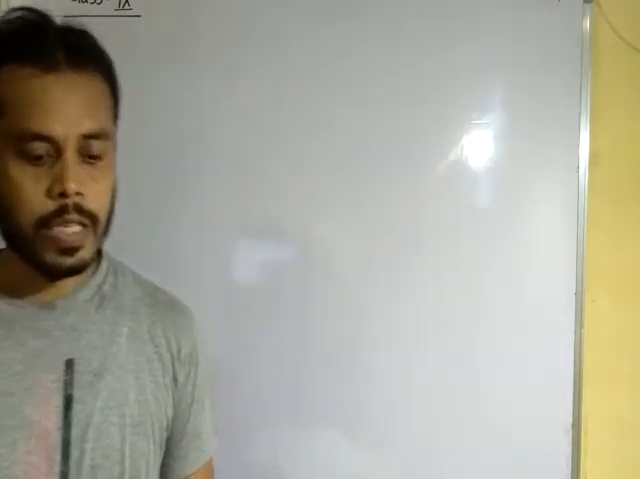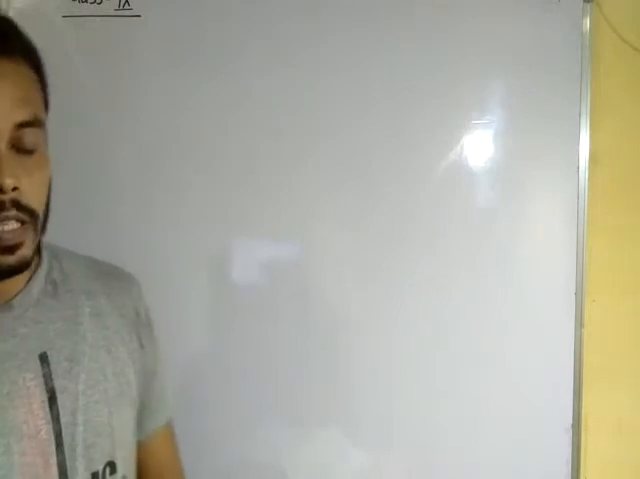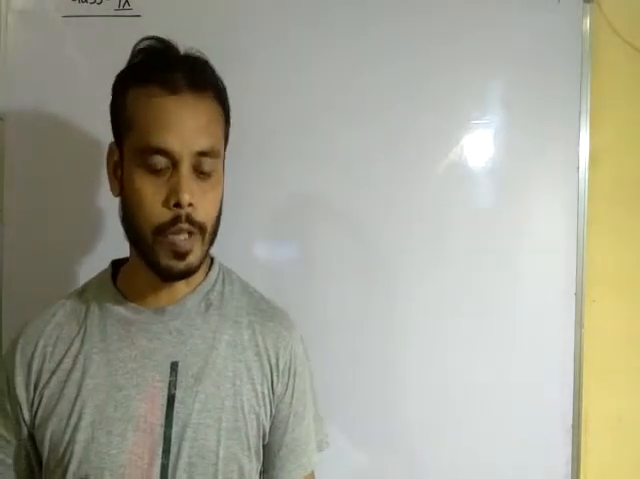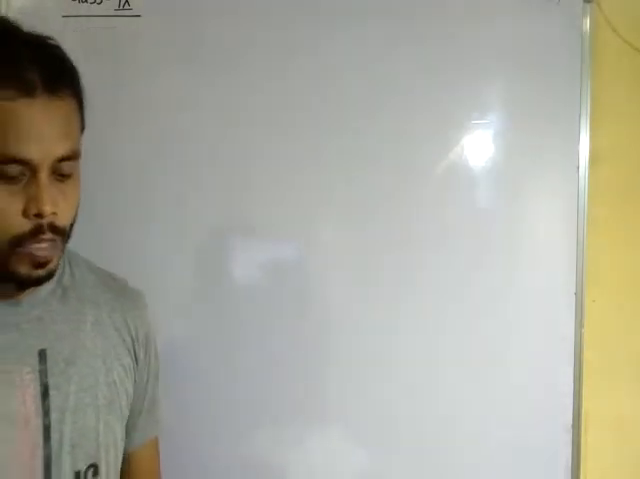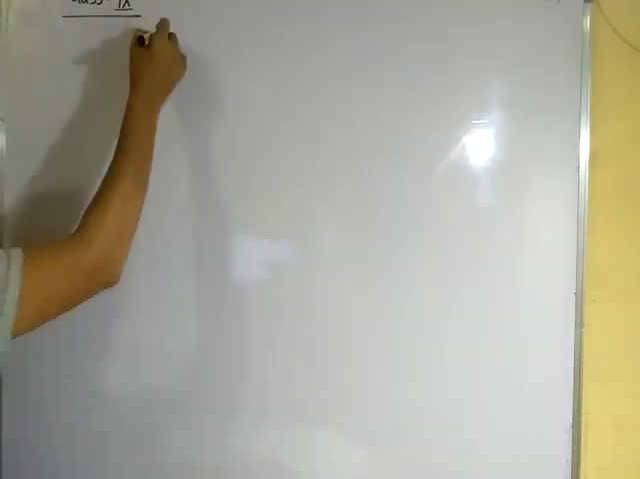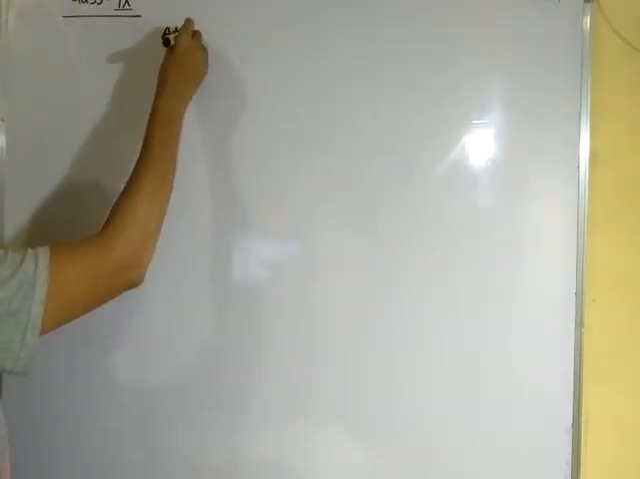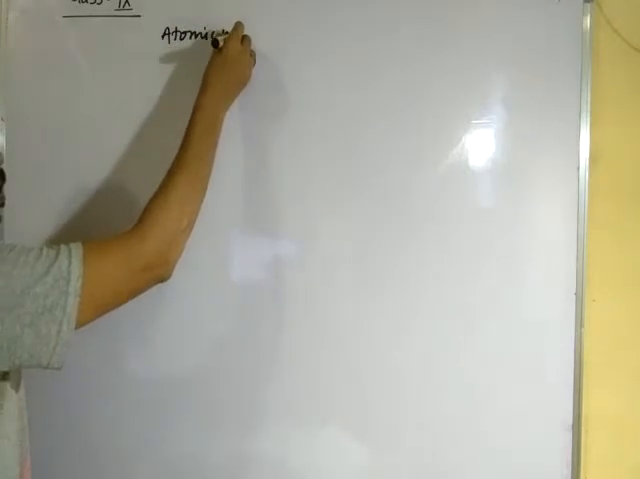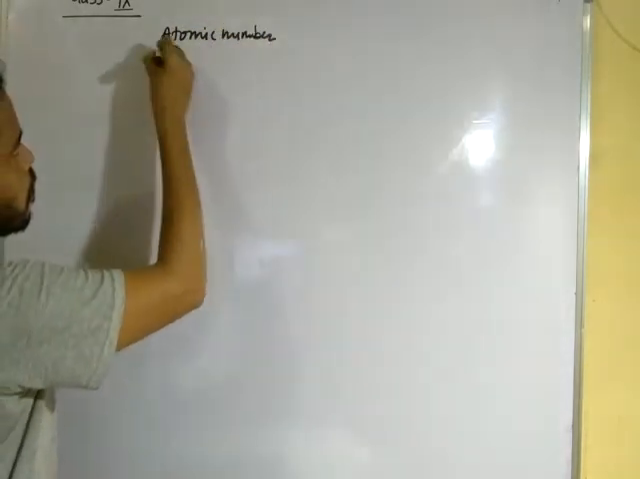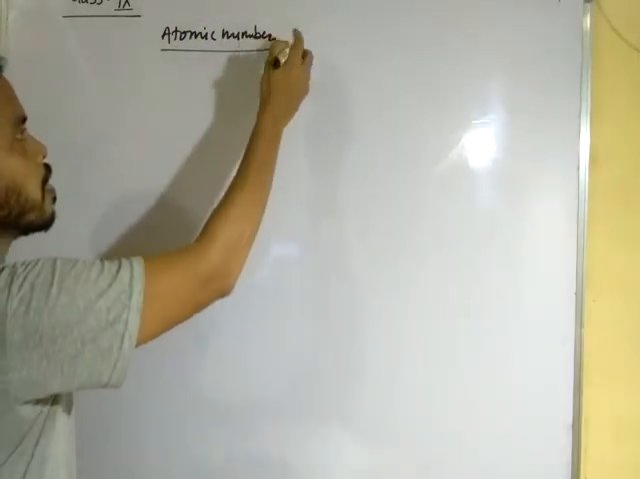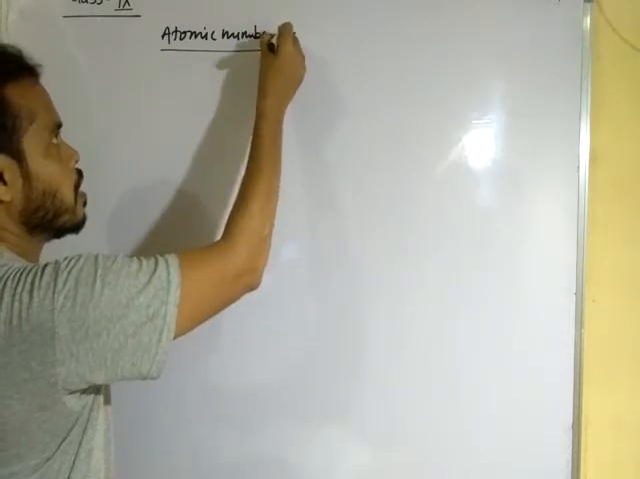Today we are going to discuss another most important topic of this chapter, atomic number. It is represented by capital Z.